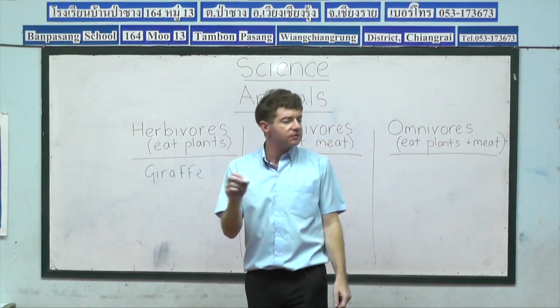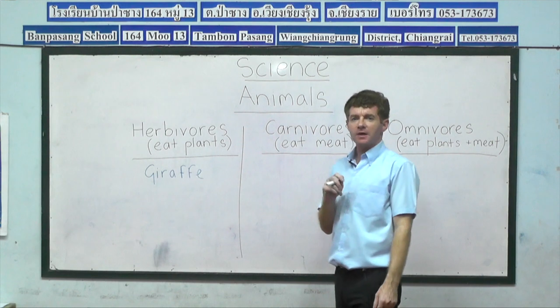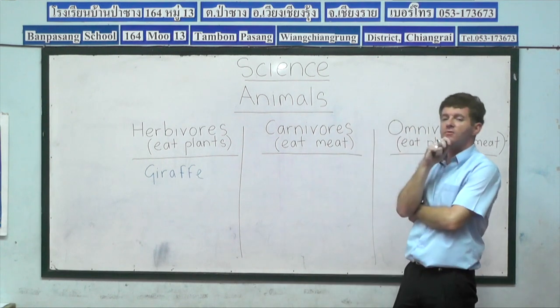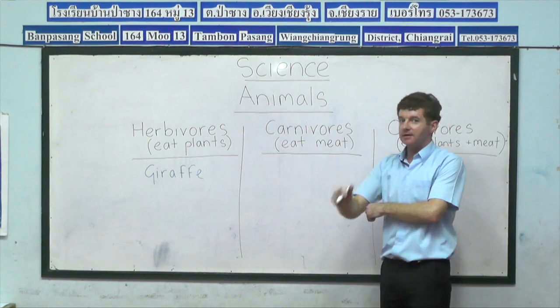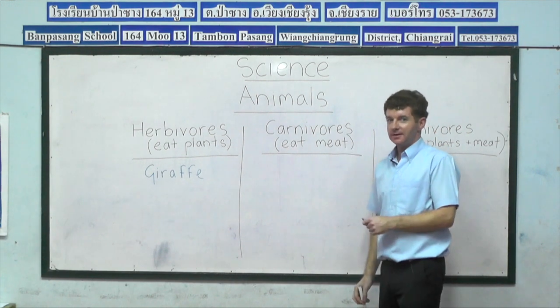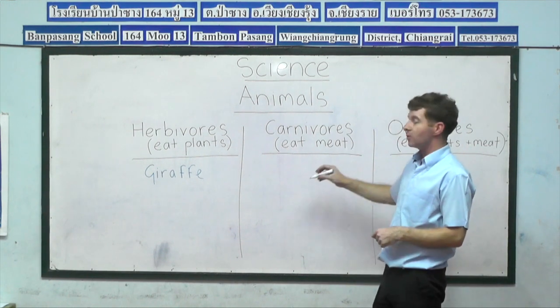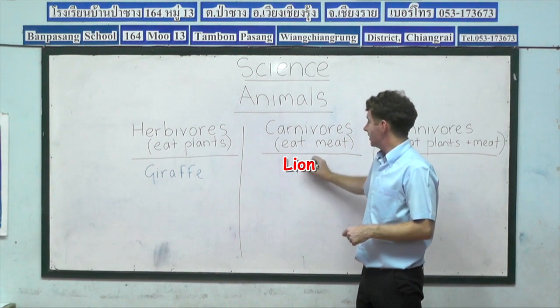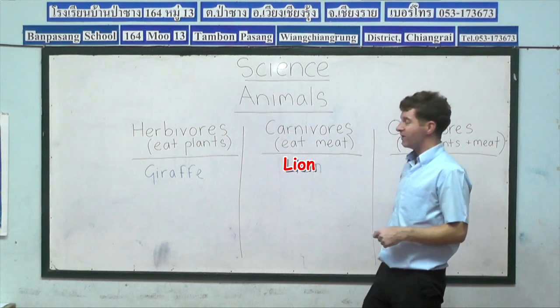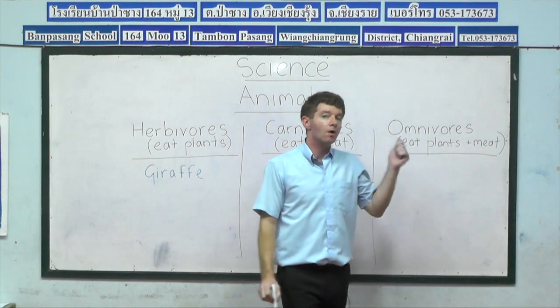Now let's think about the animals that eat meat. Can somebody give me the name of a carnivore? A lion. Excellent. Lion is the king of the jungle and one of the biggest carnivores. How do we spell lion? L-I-O-N. L-I-O-N. Perfect. Now, our third column.